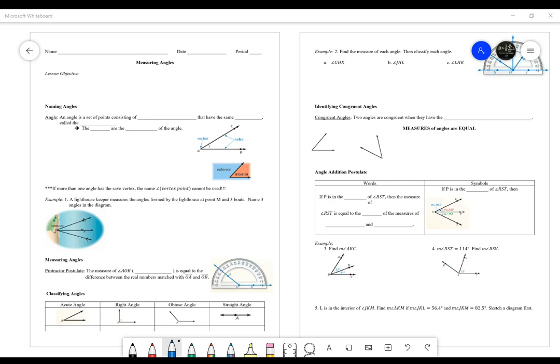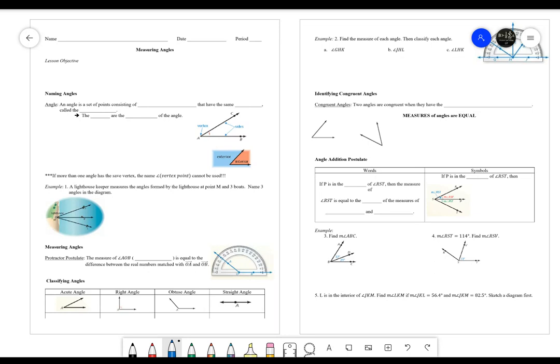Okay, so we're going to try to go over this next section on measuring angles. It is 1.5. I'm trying my new surface out, so we'll see how this works. Always make sure that whenever you start a paper, write your full name, of course, and the date. Today is the 12th for me, and whatever period you're in.